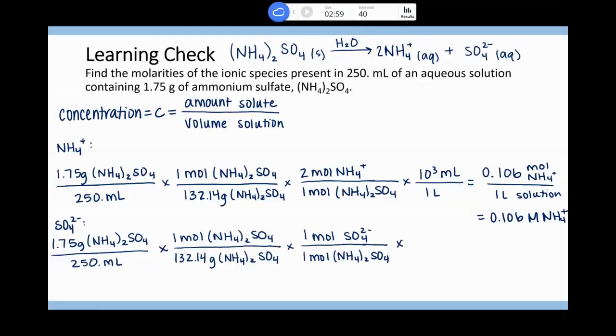Now we just have our last step, converting milliliters to liters, 10 to the third milliliters for every 1 liter. We put milliliters in the numerator because we need to cancel out milliliters in the denominator over here. And we want moles per liter, so we want liters in that denominator at the end. So this is 0.0530 moles of sulfate per 1 liter. So molarity of 0.0530.